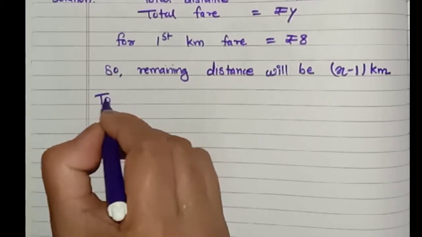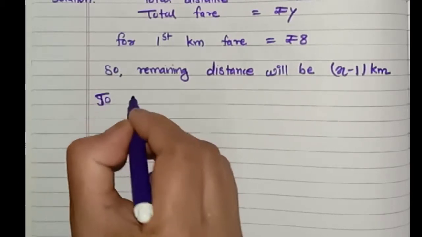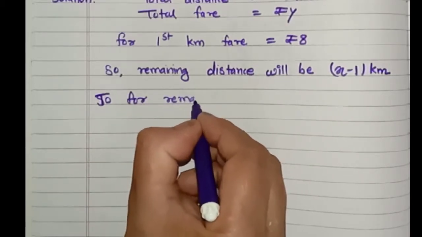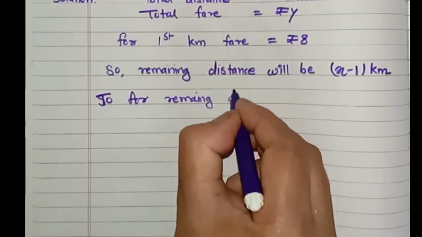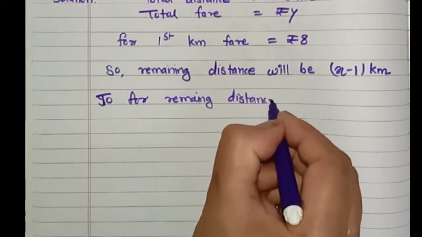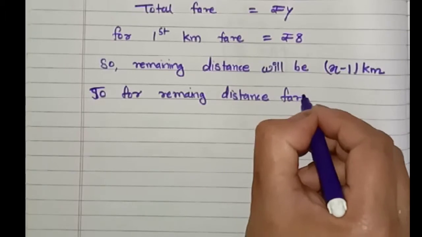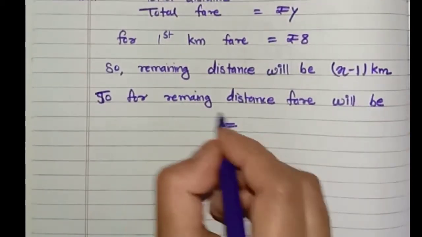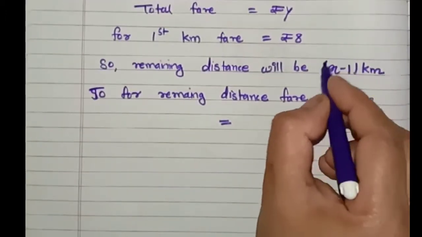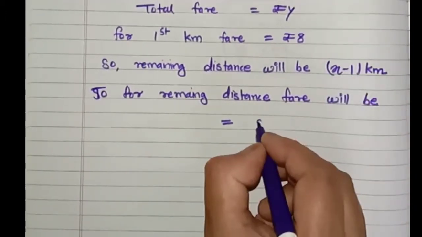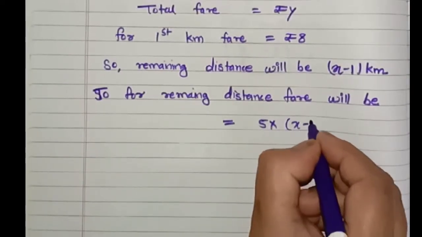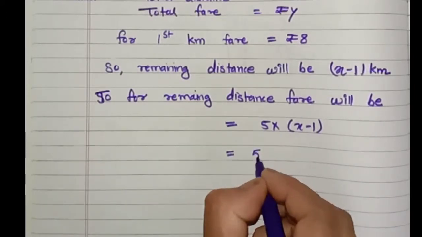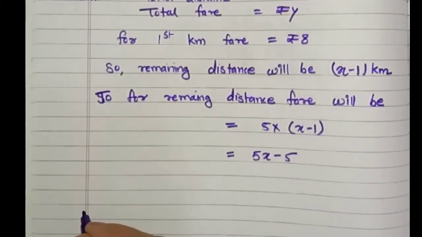So for the remaining distance, the fare will be, it is given that for 1 kilometer the charge is rupees 5. So for x minus 1 kilometer, the charge will be 5 into x minus 1, and when you open this, we will get 5x minus 5.